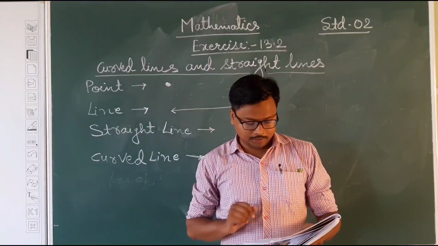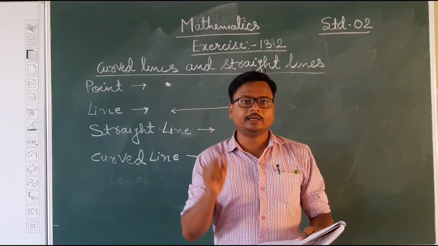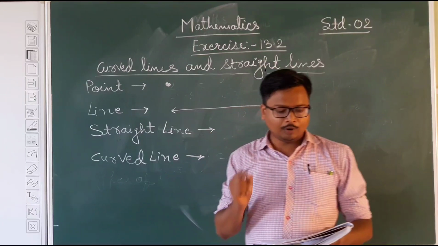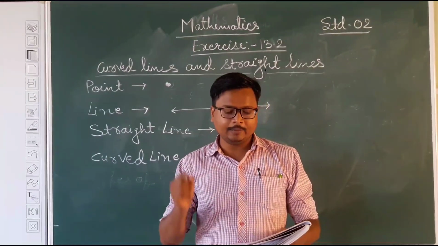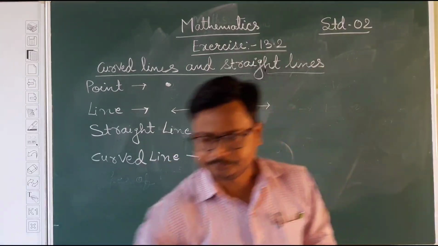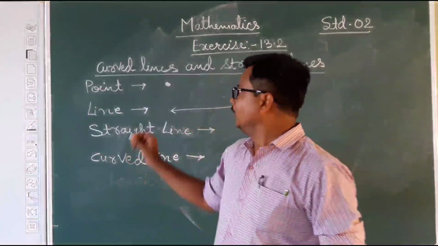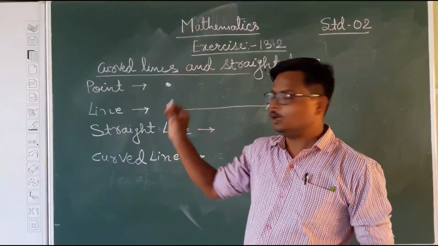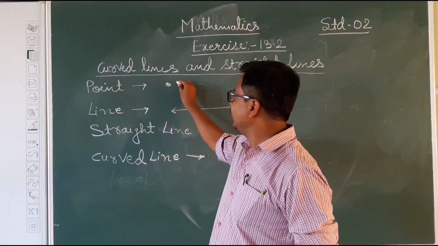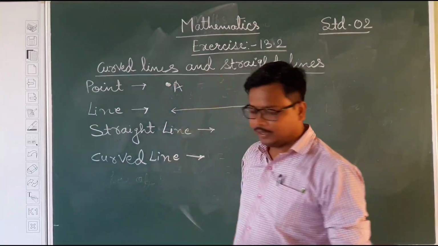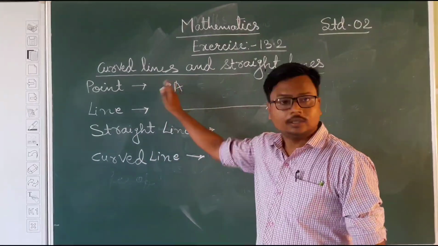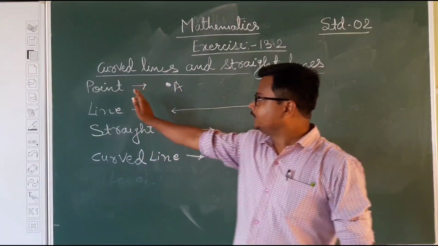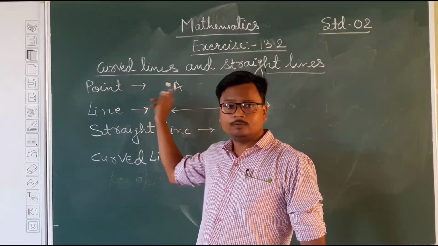In your book, in page number 167, it is clearly given: with the help of a pencil tip, draw a dot on a plain paper and name it A. For example, with the help of this chalk, I have drawn this point and I have named it A. Okay. So we can call this that this is point A. And this is called point. This is the sign of point.